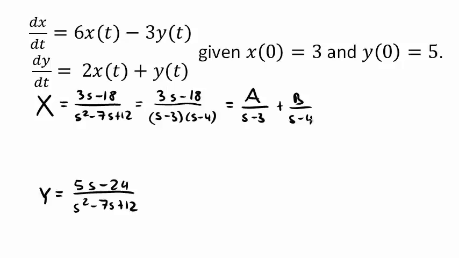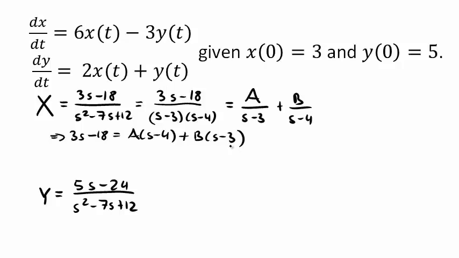And so the task now is to find a and b, because once we've got these two, we can easily find the inverse of this Laplace transform. So how do we do this? Now in this equation here, I'm going to multiply both sides by s minus 3 times s minus 4. And what I get then is on the left-hand side just 3s minus 18. And on the right-hand side I get a times s minus 4 plus b times s minus 3.